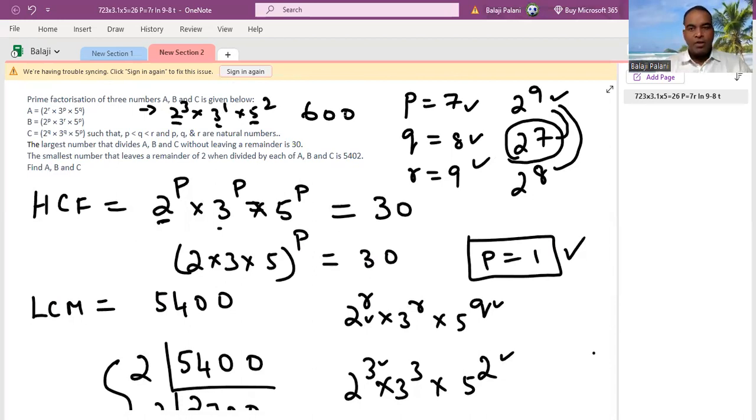This is an excellent question. If you're practicing this well and completing this on time, I'm sure you can face any of your LCM and HCF questions from class 10.